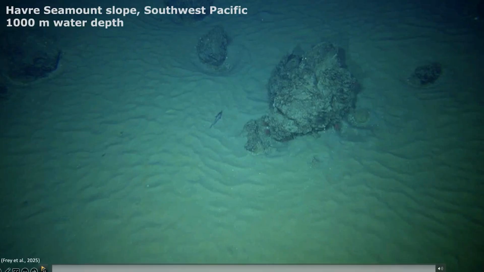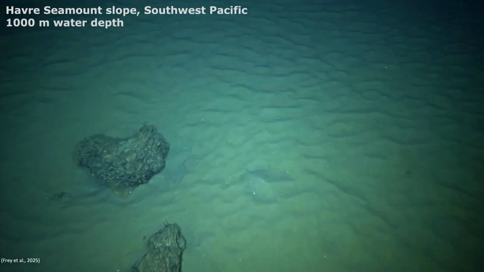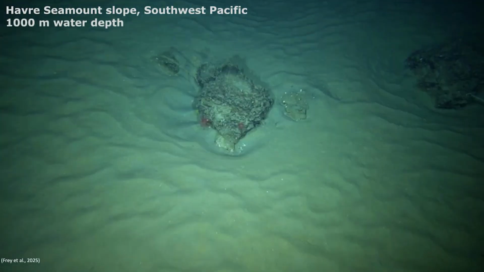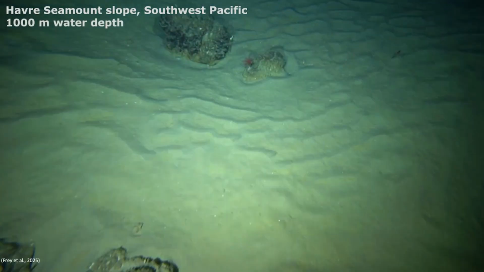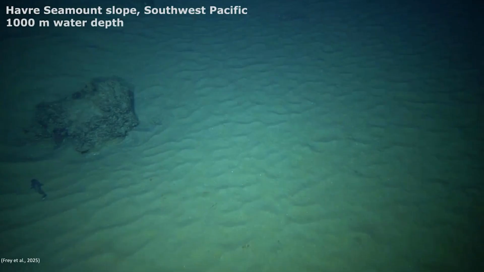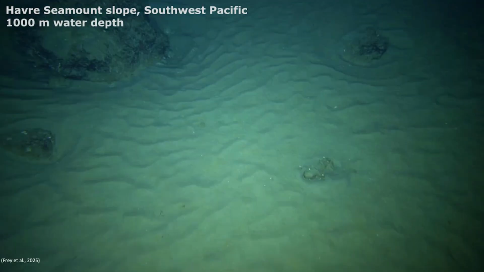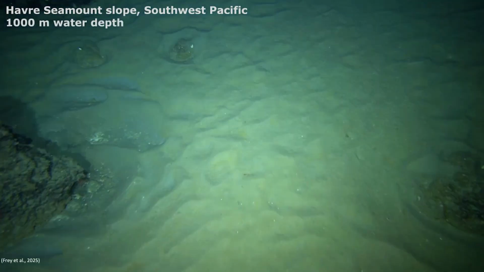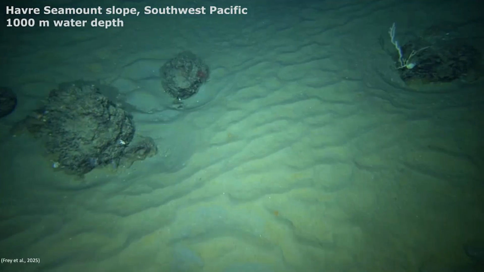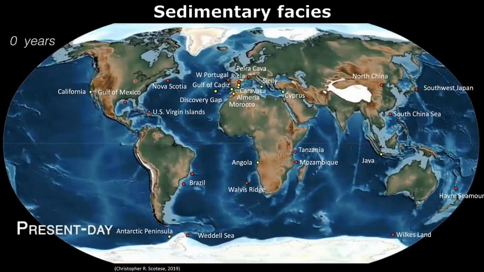Here you have an example of sandy deposits at around 1,000 meters in the Southwest Pacific. This is a video from a recent paper, and you can see this deposit affected by bottom currents, the scour of the current interacting with these blocks and irregularities.